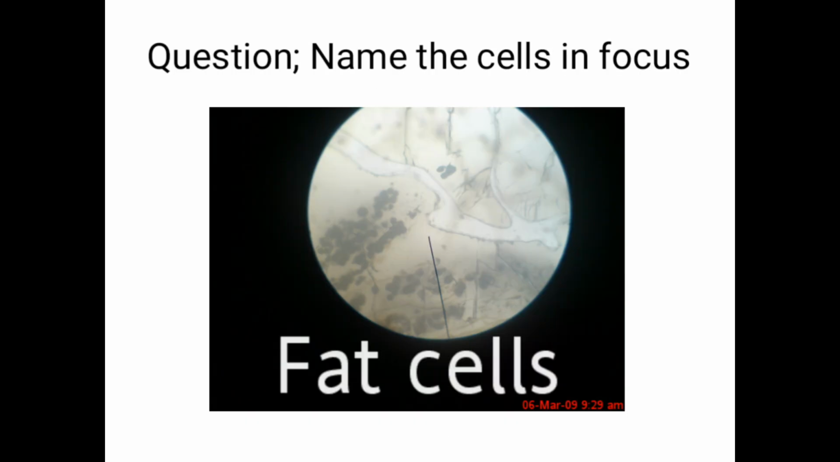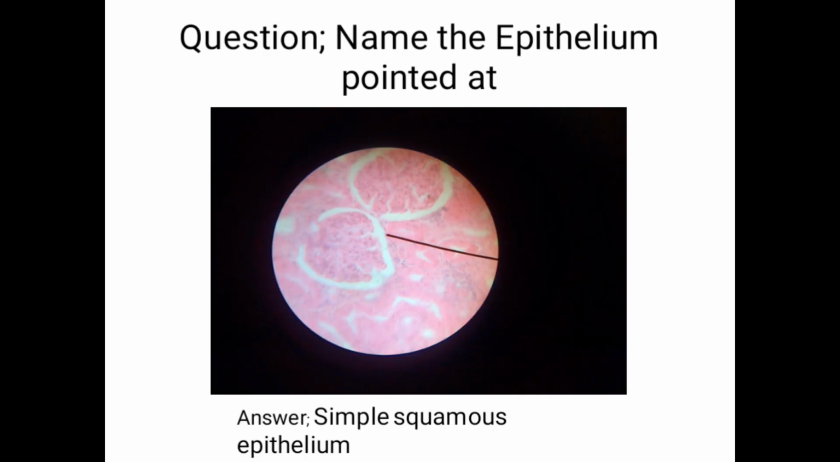Here you have the image of a fat cell. Remember I told you how fat cells appear: a thin rim of cytoplasm, the nucleus is pushed to the periphery, and it looks like a large, empty looking cell. So it looks large, but it also looks empty. You can see that empty space, and those black dots are the nucleus.